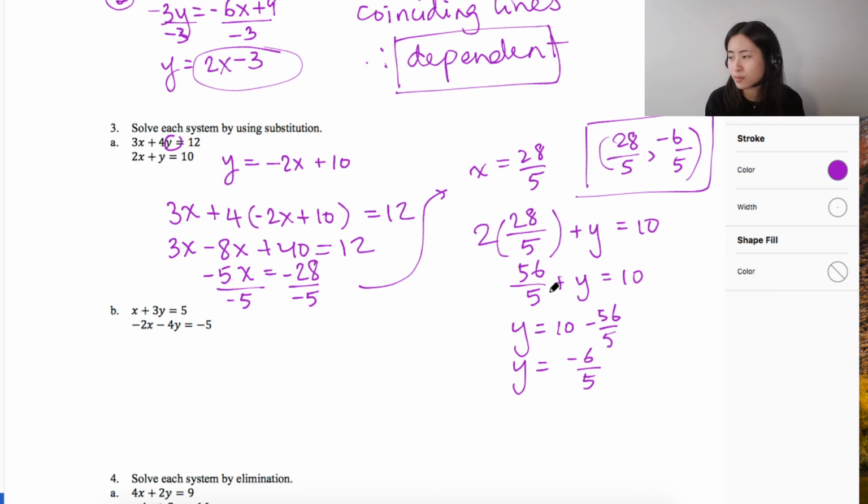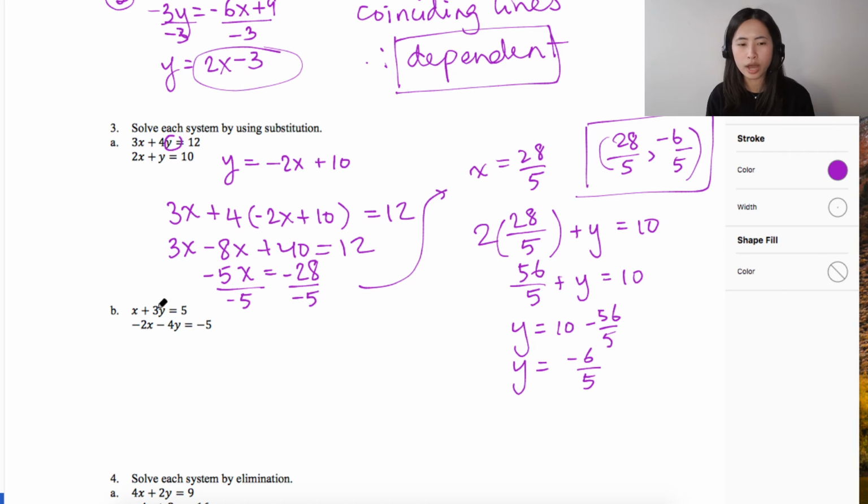Okay, so for part B, you have x plus 3y, which is equal to 5, and you have negative 2x minus 4y, which is equal to negative 5. So if you look at y, you don't really have any variable that's just 1, except for x. Can you guys see that?